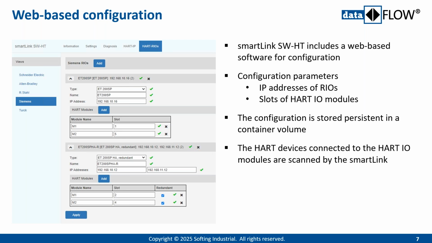Of course, if you have redundancy features like you see on the screenshot below with the ET200 SPHA, you then have to provide information about the redundant pair. For example, if it's interface redundancy, you have to provide the IP address of the redundant interface. For the module redundancy you see here, it's enough to specify if the IO module is redundant or not, and the rest is done with the rules implemented in the SmartLink.